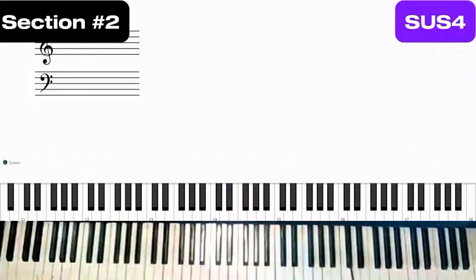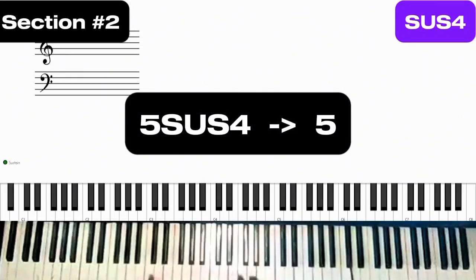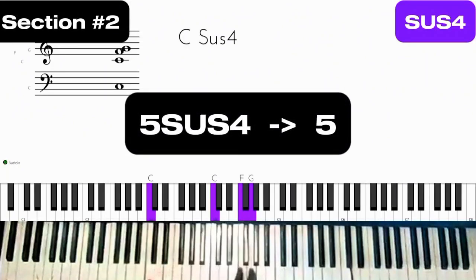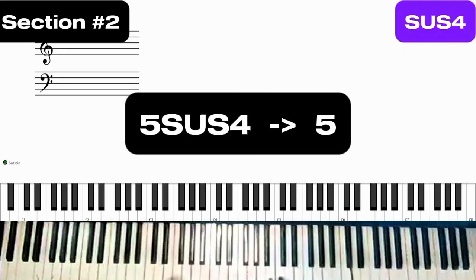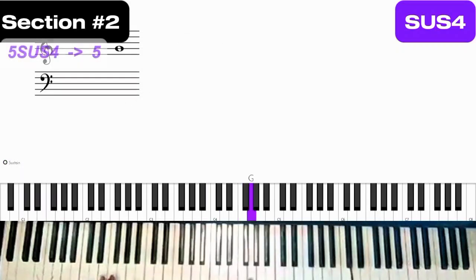Now, the second way the suspended fourth is usually used in most worship songs is to resolve to the 5th chord. You know, in the first one, we used the 1 sus4 to get to the 1, but this time around, it's going to be on the 5th degree. So in the key of C, 1, 2, 3, 4, 5. So the suspended fourth of the 5th chord is used to resolve to the 5th chord, and this is used in most worship songs.